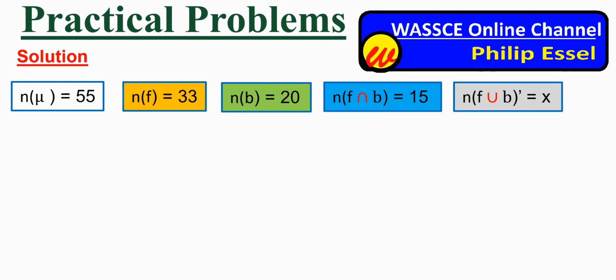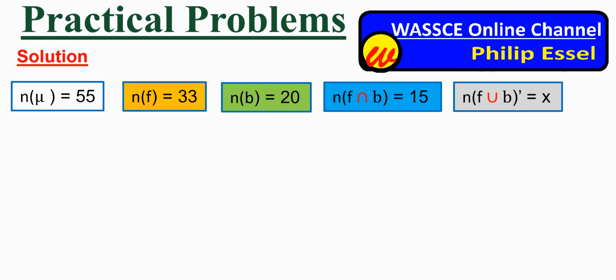First, our total number of students is 55. Secondly, our fufu eaters are 30 in number. Next, our banku eaters are 20 in number. The number of students who eat fufu and banku at the same time is 15. We have used X to represent those who do not eat any of the foods.